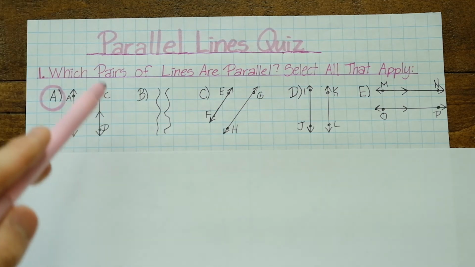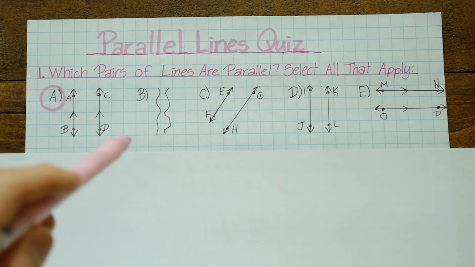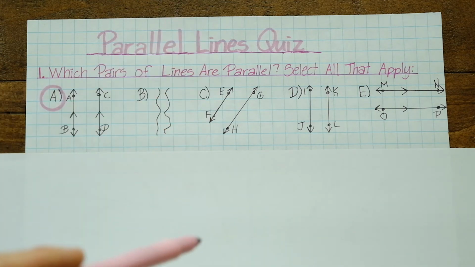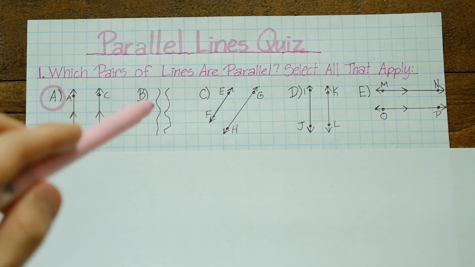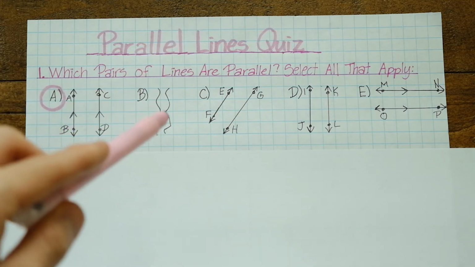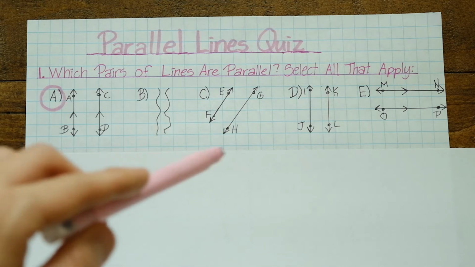B is definitely not parallel lines, and I may have forgotten to mention this, but parallel lines always have to be straight. They cannot be curved. They always have to be completely straight, so this is definitely not a pair of parallel lines. In fact, you may not even be able to call these lines.